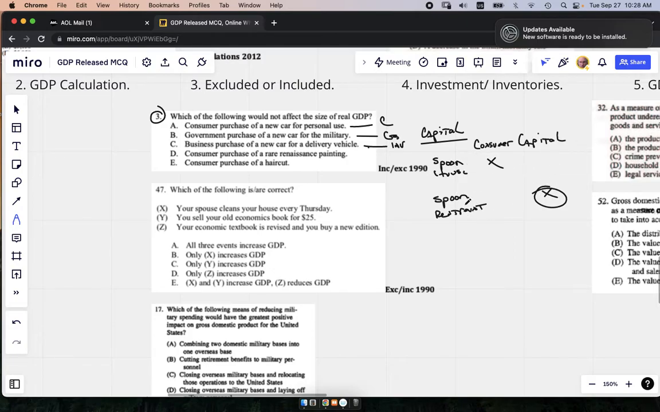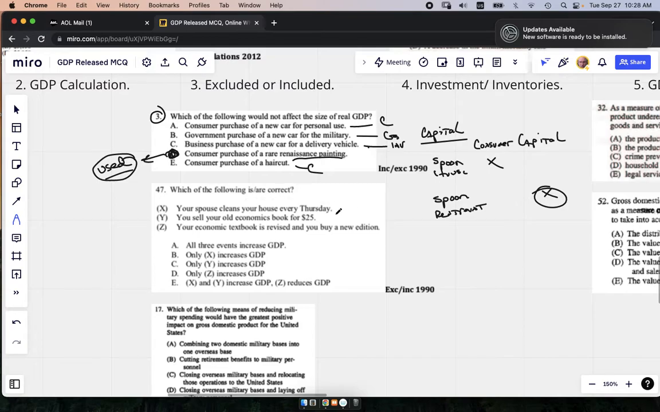Sometimes that's helpful. Consumers purchase a rare Renaissance painting. I don't know. Consumers purchase a haircut. This is just consumption again. So my question to you would be, why is D right? It's a bit tricky, right? But it is a used good. Now, were we taking GDP measurements back to the Renaissance? No, obviously, but it is a used good. So that's what gets it kicked out.